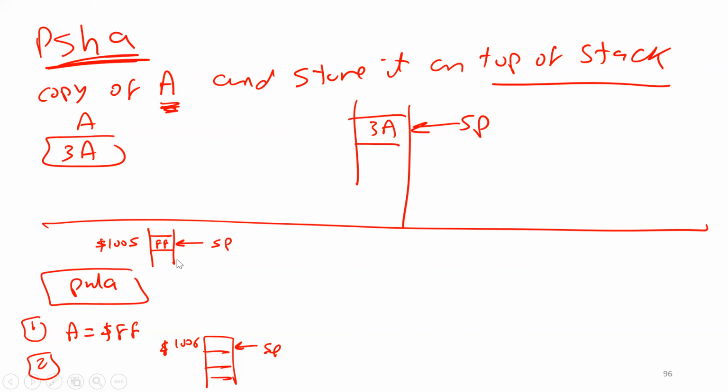Is that okay? So here, pull A. Pull A means I want to read the top of the stack, the byte at the top of the stack, and put it in A. So if this is the stack before you execute this instruction, after you execute this instruction, the top of the stack, which is FF, is going to be stored in A. And now the stack pointer should be at 1006. It was at 1005. So when it shrinks, you add. When it grows, you subtract. Okay. Any questions?